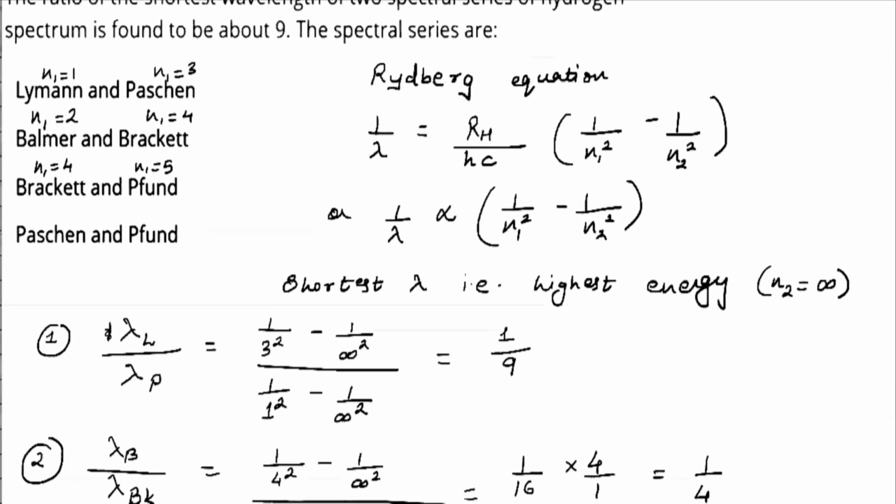The ratio of the shortest wavelength is found to be 9. So in that case, it is obviously going to be Lyman and Paschen itself, because we have got it over here. So option number 1 is the correct one. I hope you understood the explanation. Thank you.